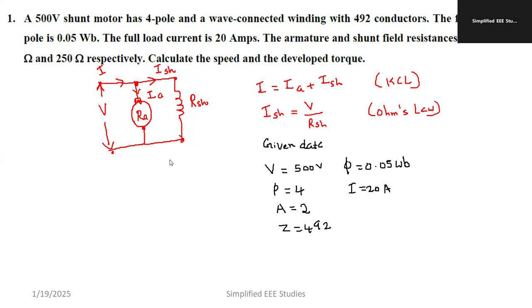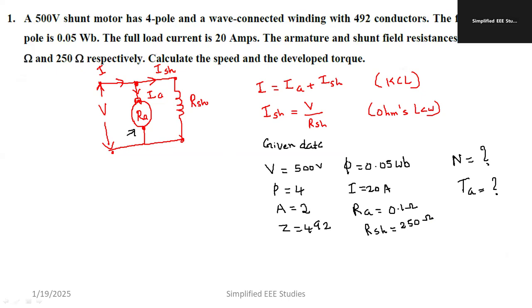So Ra is equal to 0.1 ohm. Similarly, RSH is equal to 250 ohm. Calculate the speed. I just wanted to know the speed of the armature, how fast the armature is going to operate, and the torque developed in the armature. What is the total torque which is developed in the armature? This is actually our target.